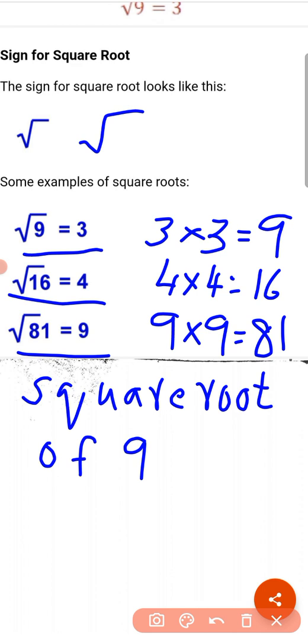So what is the square root of 81? 9. The square root of 16 is 4. The square root of 9 is 3.